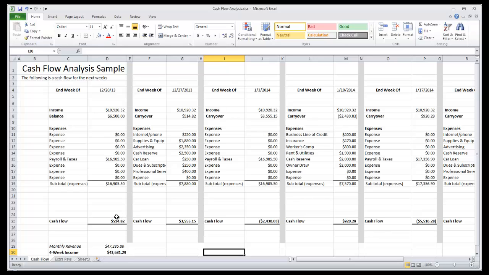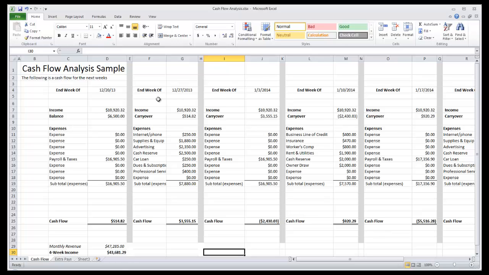As you're moving along, you can see that this number right here, $514.82 in our sample data, carries over to the next week and says, hey, we're going to start off with $514.82, and then in this particular week, we're going to gain another $10,920.32. For the purpose of this example, all of the incomes are the same. But of course, we realize that in our businesses they may not be the same.